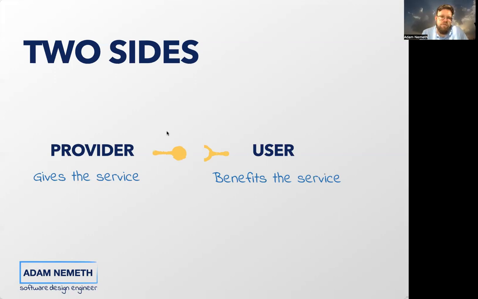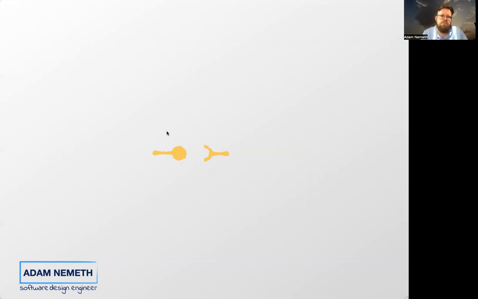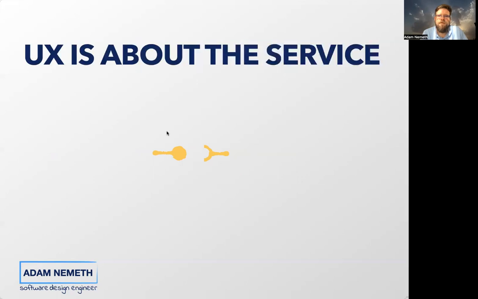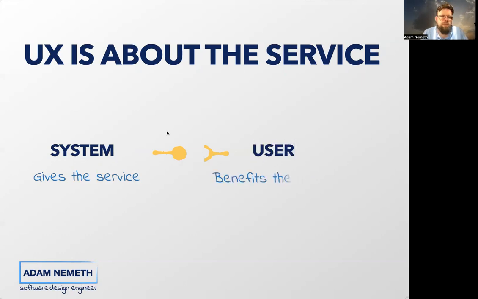So, okay, we have these two sides, and as I said, systems, computers just automate services for us. So we could say that it's really the user experience of the service, and the system provides the service, and the user benefits from it.